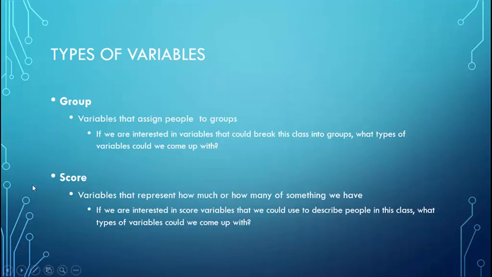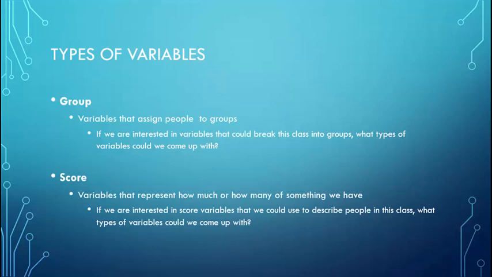Another type of variable would be a score variable, and these are variables that represent how much or how many of something we have. These usually are variables that are represented by numbers. So if we were interested in score variables that could be used to describe people in this class, what types of variables would we come up with? Some kind of variable that we would measure on a number scale. Think about that for a second, and if you need to pause this, go ahead and do so.